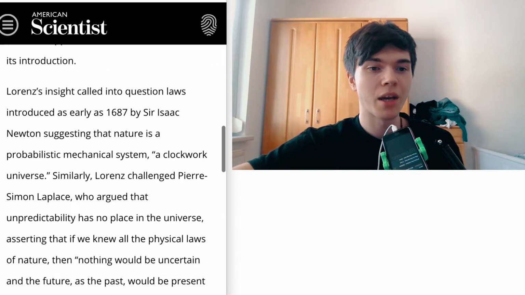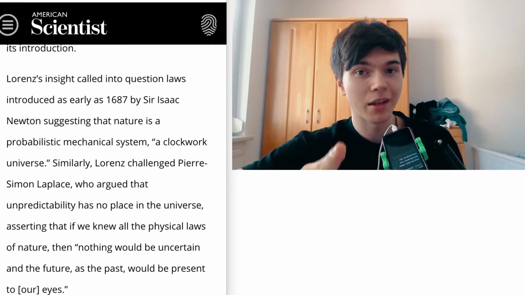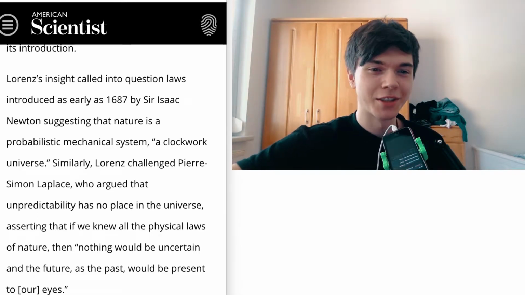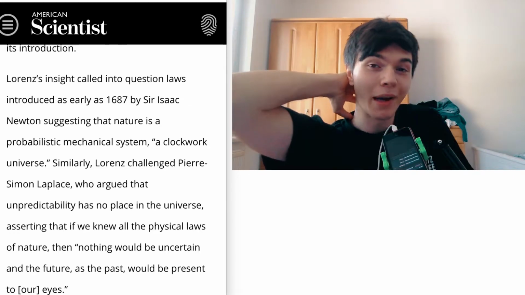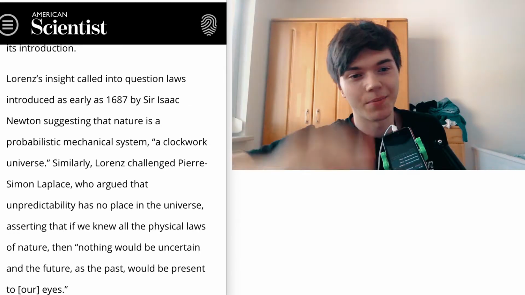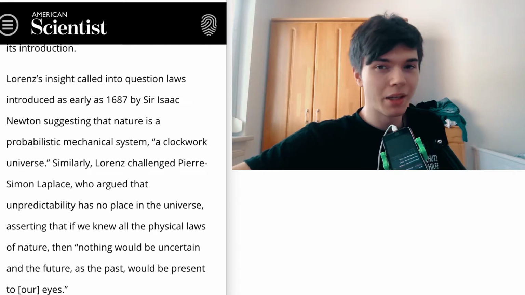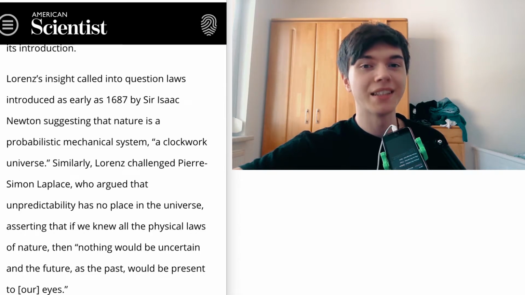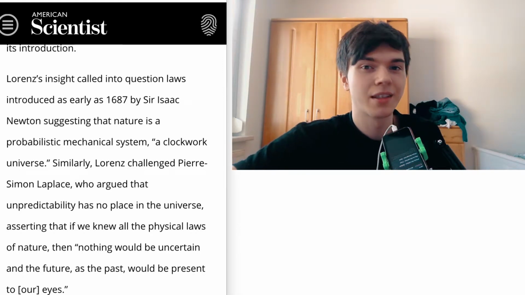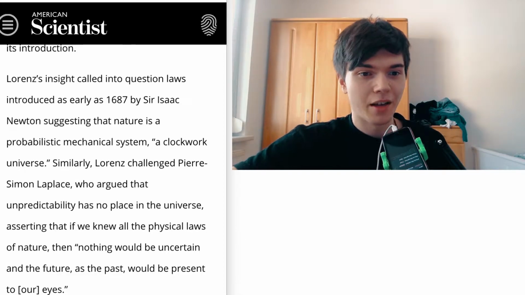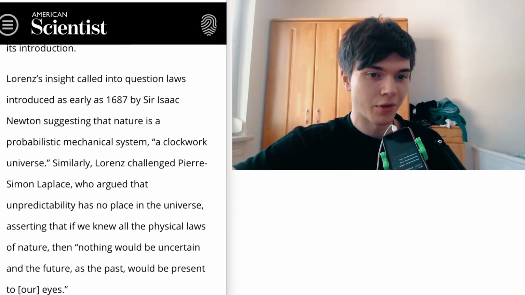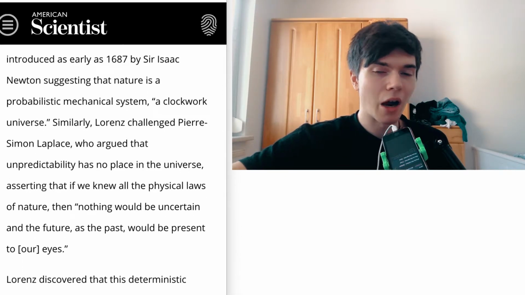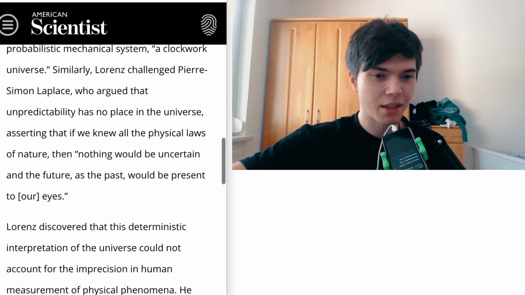Similarly, Lorenz challenged Pierre-Simon Laplace, funny thing, because this again is about predicting things, probabilities, because you might know Laplace and calculating things with the Laplace probability. Laplace argued that unpredictability has no place in the universe, obviously, because his calculations are all about predictability, asserting that if we knew all the physical laws of nature, then nothing would be uncertain and the future, as the past, would be present to our eyes. Pretty philosophical, but it still makes sense.